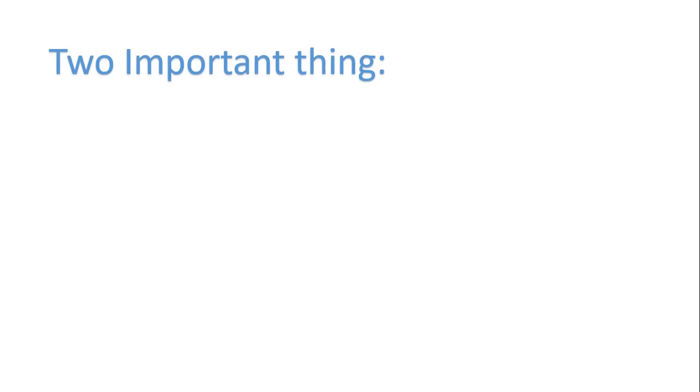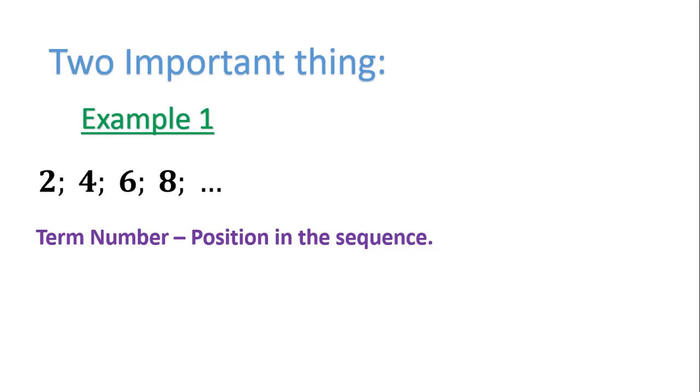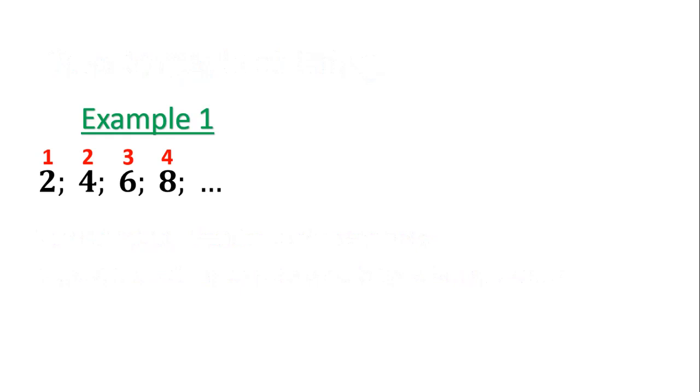There are 2 important things, and we're going to use example 1 to highlight them. 2, 4, 6, 8, etc. is our pattern. Now, when we talk about the term number, we're talking about the position in the sequence. In other words, the number 2 is my first term, the number 4 is my second term, the number 6 is my third term, and the number 8 is my fourth term. And so term number is the position in the sequence. The term value is the value of a certain term in the sequence. So my first term is 2, my second term is 4, my third term is 6, and my fourth term is 8.